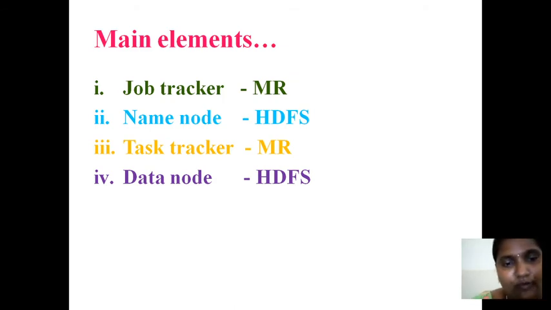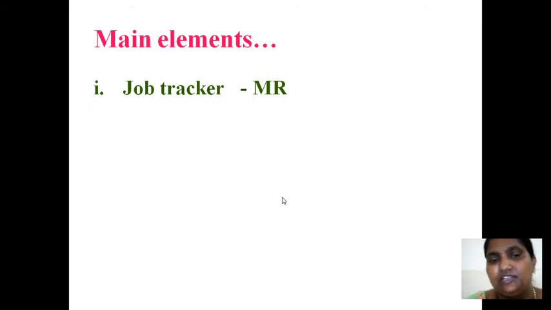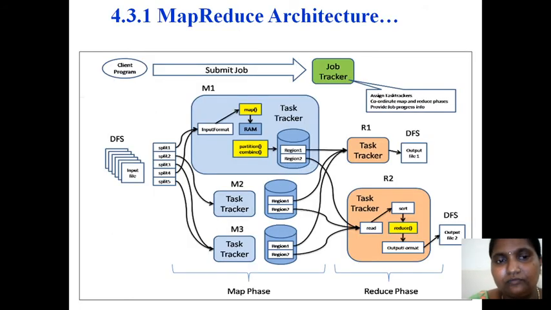Okay, hope you understood all this. So job tracker and task tracker are part of MapReduce, and name node and data node are part of HDFS. Now come back to the architecture. Hope you understood the architecture now. If the client wants to run a job, he is going to submit a job, and the job tracker will take care of that.